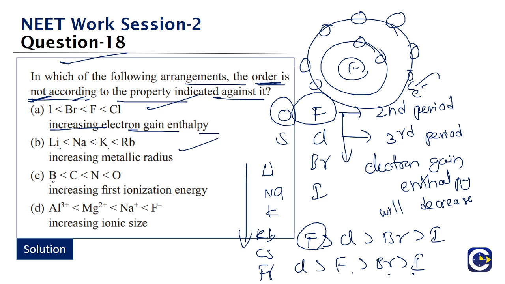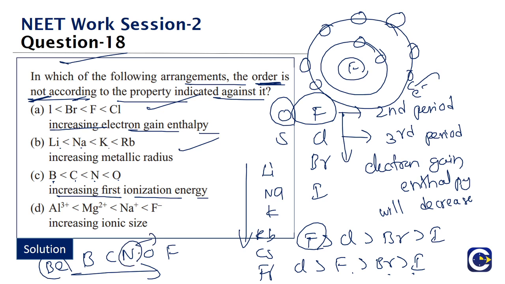What is option C? Boron less than carbon less than nitrogen less than oxygen, increasing first ionization enthalpy. We already talked about it in one of the previous questions. They are all coming in the second period: beryllium, boron, carbon, nitrogen, oxygen, fluorine. If you move from left to right, the ionization enthalpy should increase. But the anomaly will be in terms of nitrogen as well as beryllium. Here beryllium is not in the comparison. We are comparing only between boron, carbon, nitrogen, oxygen.